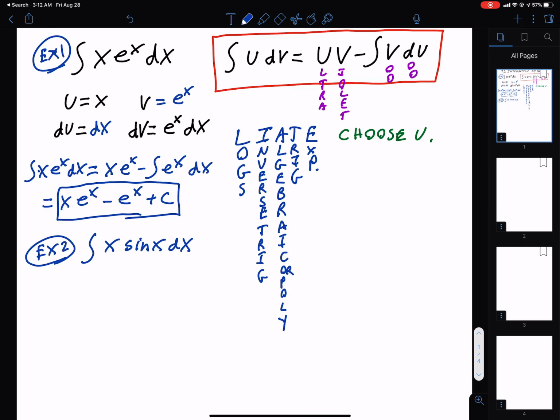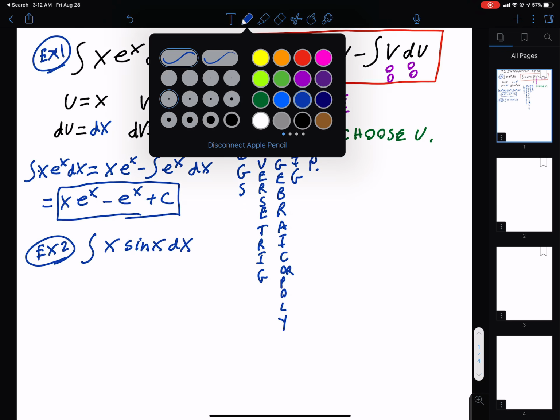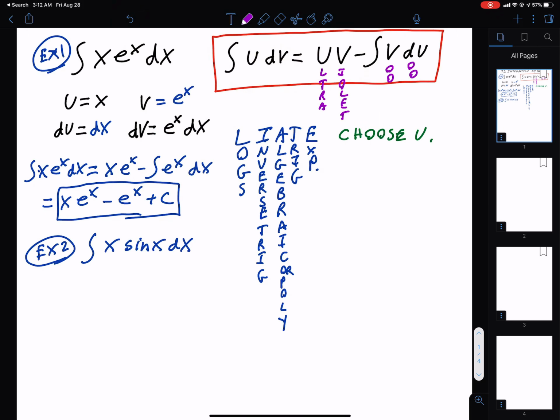All right, so the first step is we have to choose u. We're going to use LIATE. Do we have any logs? No. Do we have inverse trig functions? No. Do we have algebraic or polynomial? Yes. So once again, we're going to choose u. So u will be x. The derivative of v is everything left over.